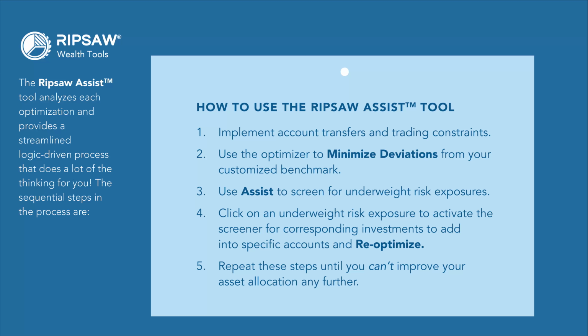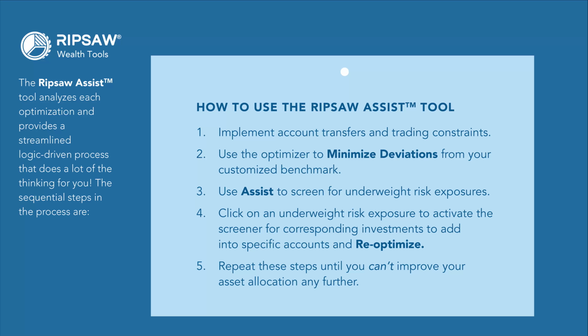The Ripsaw Assist tool analyzes each optimization and provides a streamlined, logic-driven process that does a lot of the thinking for you. The sequential steps in the process are: 1. Implement account transfers and trading constraints. 2. Use the optimizer to minimize deviations from your customized benchmark.